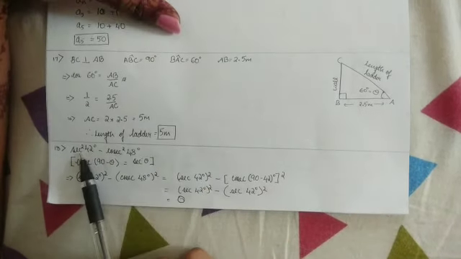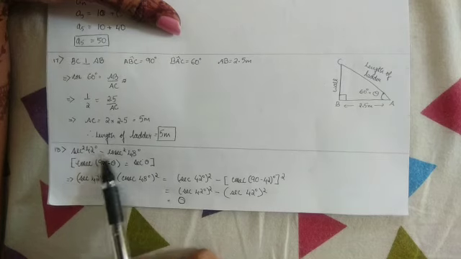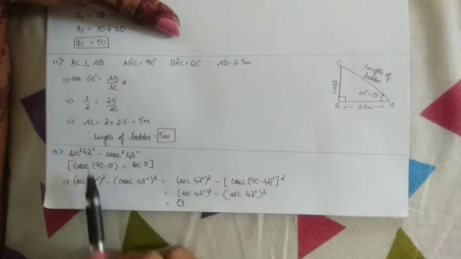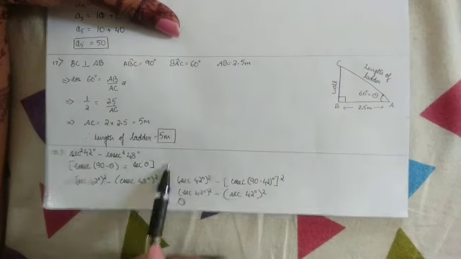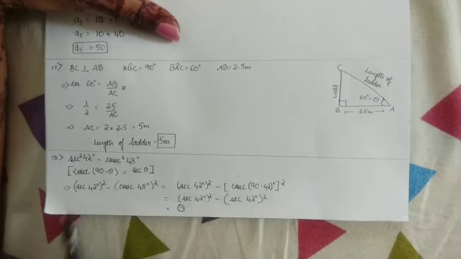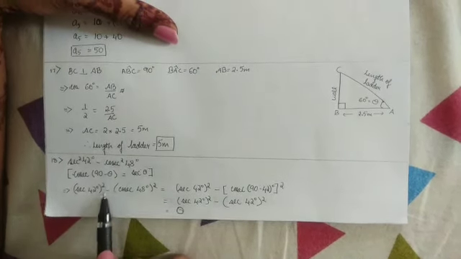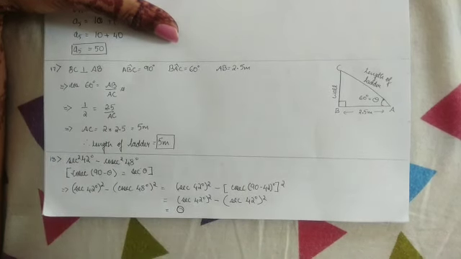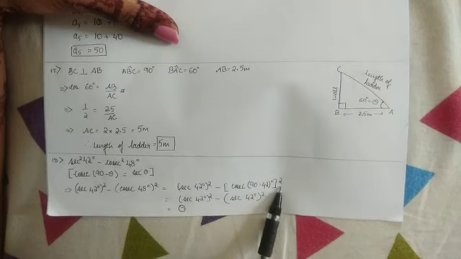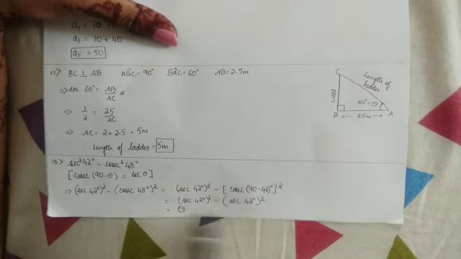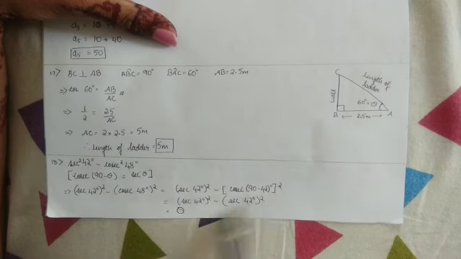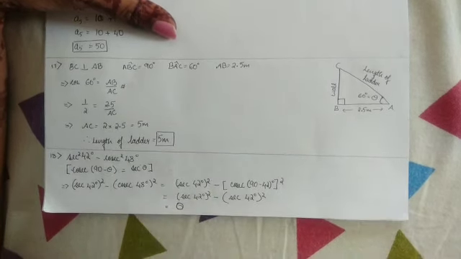Moving on, the 18th one, secant square 42 minus cosecant square 48. We know that secant theta is nothing but cosecant of 90 minus theta. So secant 42, keep it like that itself. Cosecant 48, we can write as cosecant of 90 minus 42. So on solving this, you get secant 42 the whole square minus secant 42 the whole square, which cancels to 0.